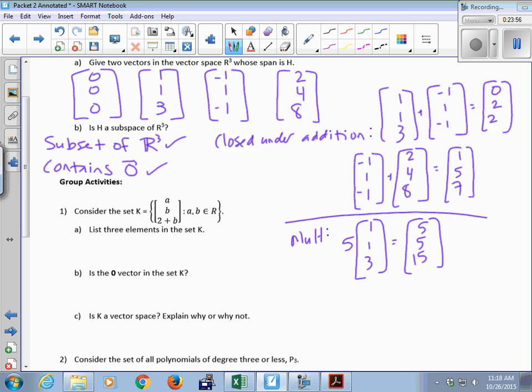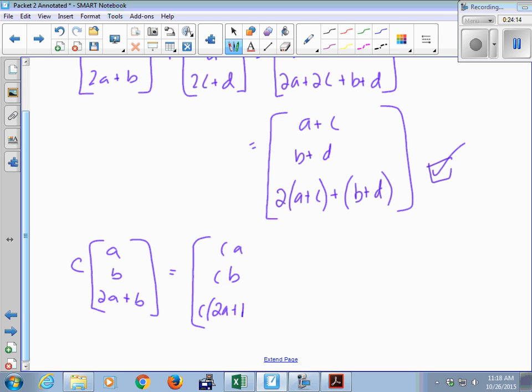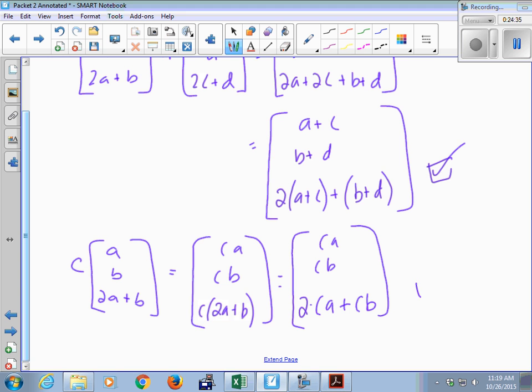Let's do a generic version, just like we did over here, just to double check. If I do a generic C times A, B, 2A plus B, I get CA, CB, C times (2A plus B). Then distribute that C in the third term. So I have CA, CB, and 2 times CA plus CB, which is twice the first term plus the second term. So this one will always work also.